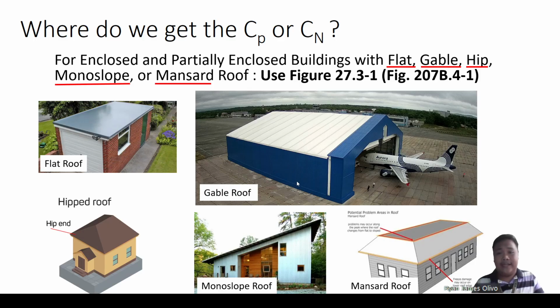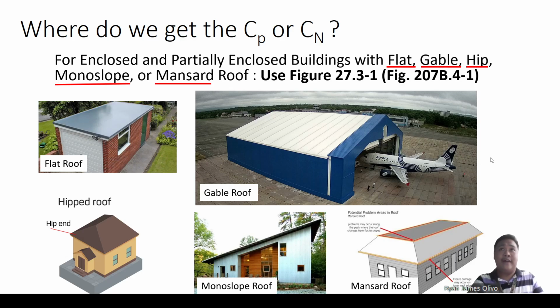For the gable roof, as long as it is enclosed or partially enclosed, we will use Figure 27.3-1 of ASCE 7-16 or Figure 207B.4-1 of NSCP 2015. Before I go here, because we will focus on Figure 27.3-1, I will show you other pressure coefficients, especially the net pressure coefficient Cn for open buildings.